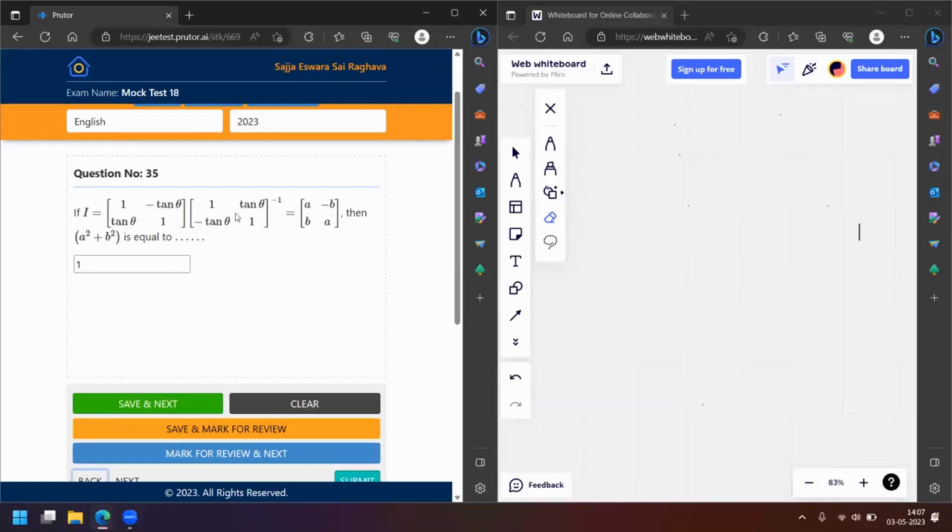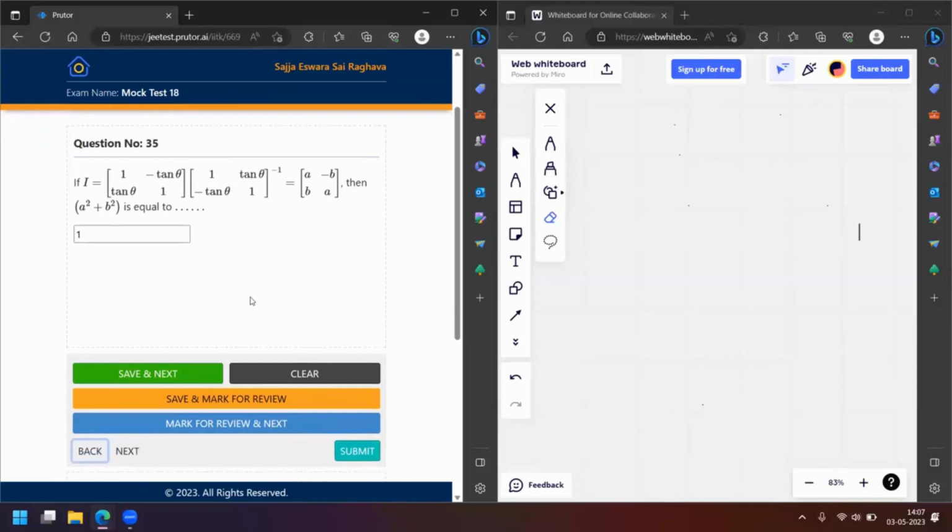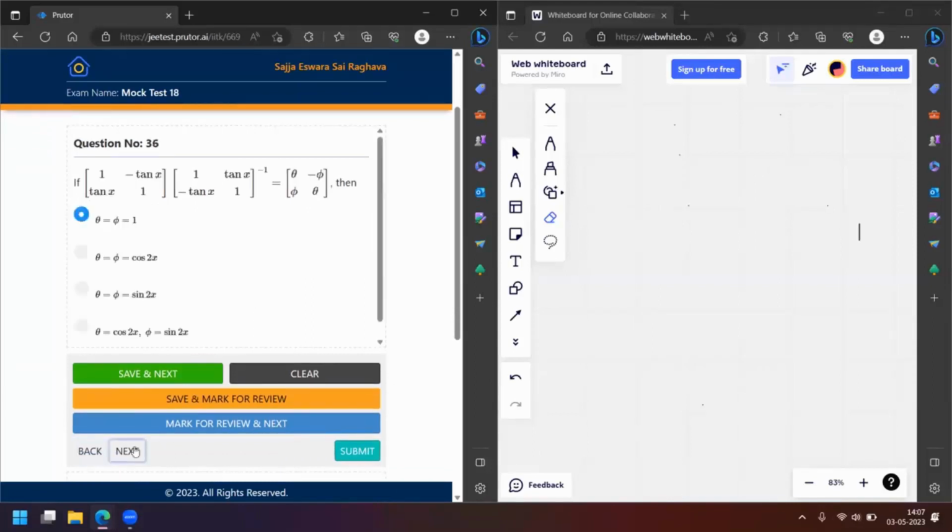So here we have to first find the inverse of the matrix and we have to multiply this. So this will take a few minutes for finding the inverse matrix. So after finding the inverse matrix, we will multiply it with A and B. So this and the next question are almost the same. So we'll go to the next.